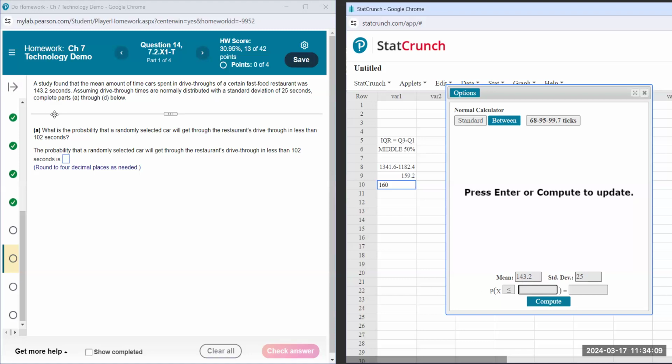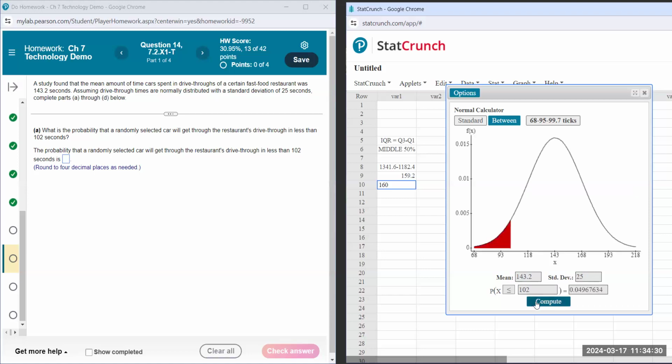Okay, so what is the probability as a decimal that a randomly selected car is less than 102? Less than is pointing to the left, 102 seconds. So 143 seconds is the mean, give or take 25 seconds. And we want to know what are the odds that if you randomly select a car that they waited less than 102 seconds. That's why I like seeing the tick marks. So that's not unusual. It's low, it's below the average, but not unusually low. So you shouldn't be surprised to wait 102 seconds.